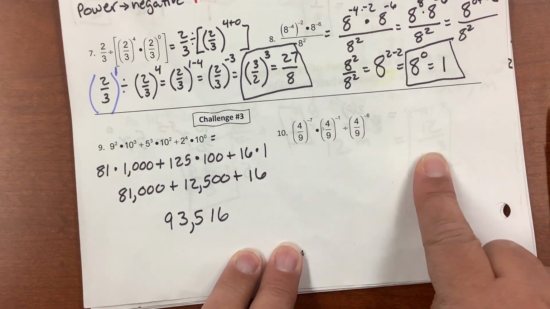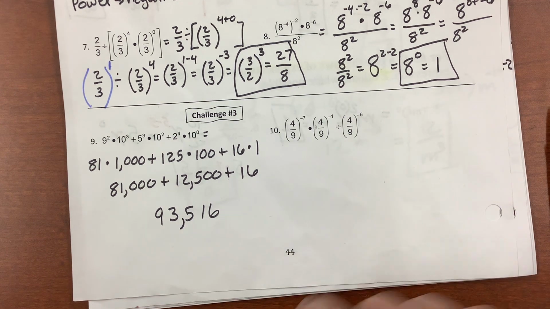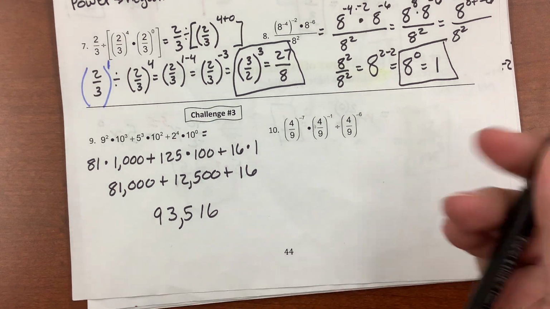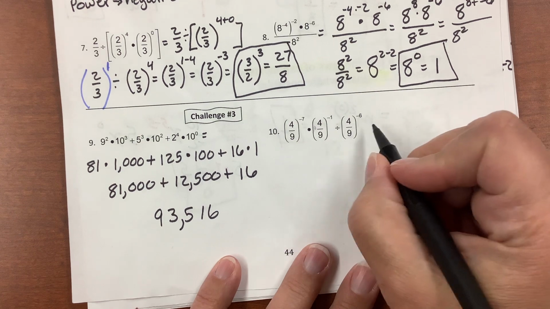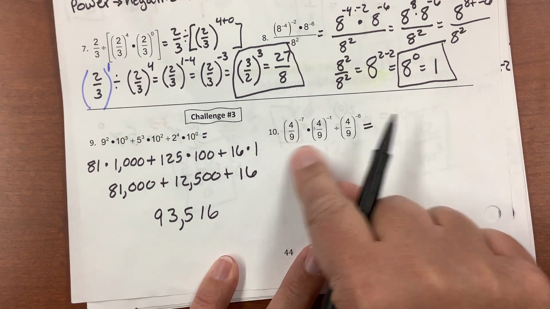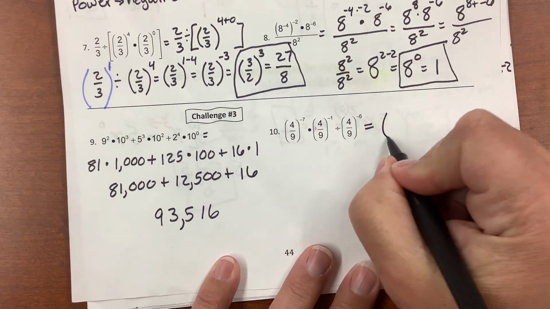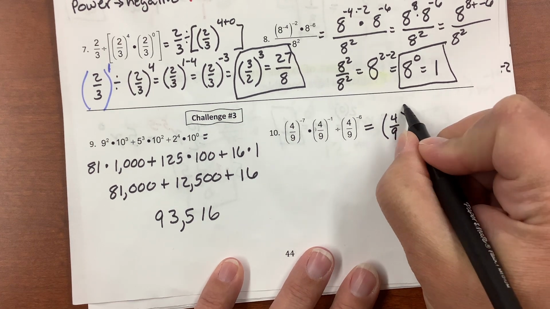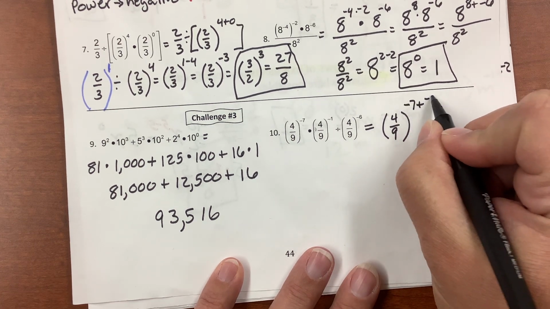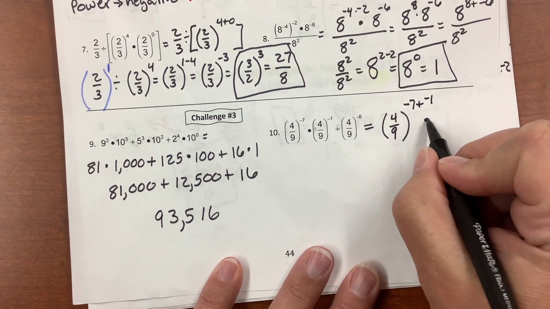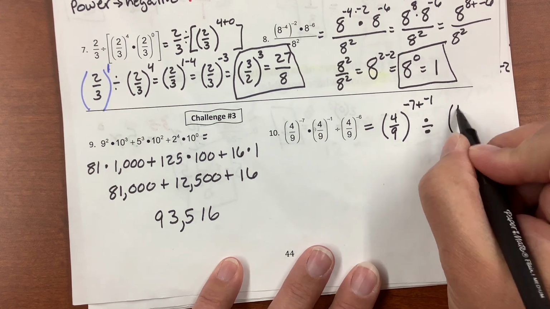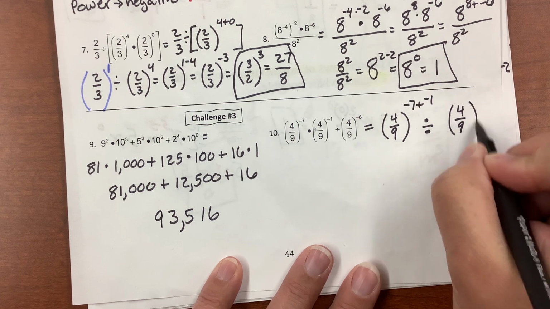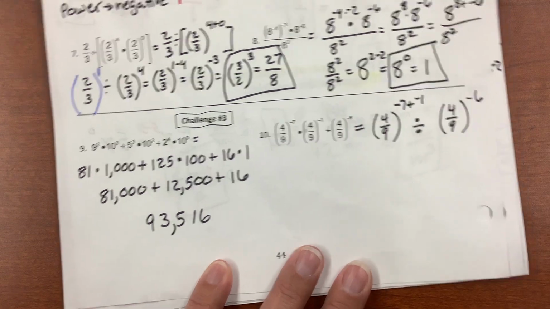All right, last problem. I have to show all my work because I have to use the laws of exponents. I can't just, I wish I could, I can't. So the first one, you're going to multiply first. Keep the base, 4 over 9. Add the exponents, -7 plus -1. And keep division 4 over 9 to the -6 power.